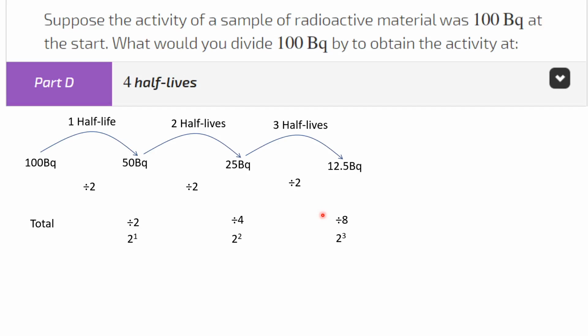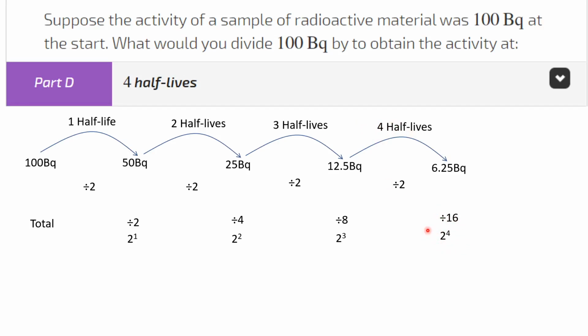Now part D says, what do you get after 4 half-lives? Well, same thing again. Take this new 12.5, divide it by 2 again, and you get 6.25 becquerels. So what have we divided by in total? 16. If you do 100 divided by 16, that gives you this new 6.25. Or that's 2 to the power 4, since 16 is 2 to the power 4. And we can see now that the number of half-lives is equal to the power that you're dividing by.